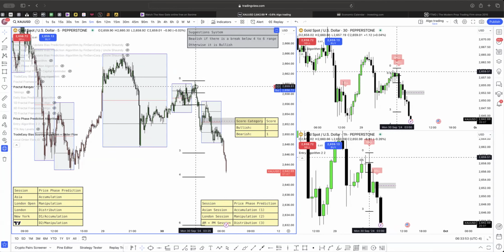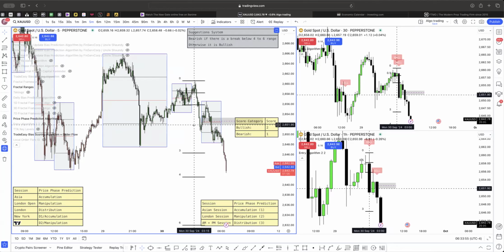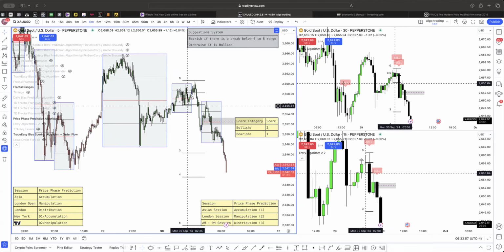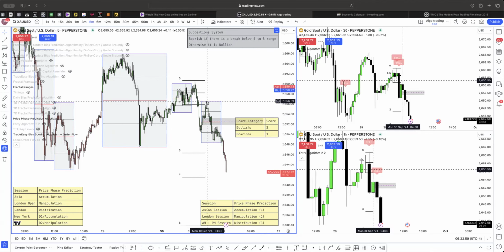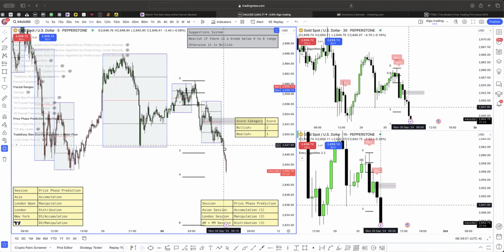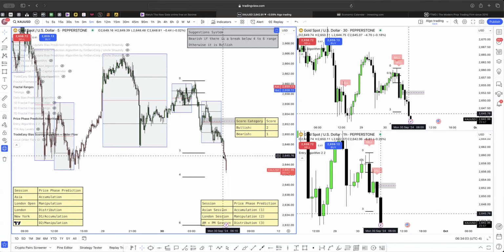Now, Sean, why is there bullish order flow over here? Well, that's the thing, right? The order flow was bullish until suddenly it just shifted, and there you go. So, Sean, if I would rely on this only, am I not getting a fake signal? Yeah, which is why you're going to use the price phase prediction algorithm as well.